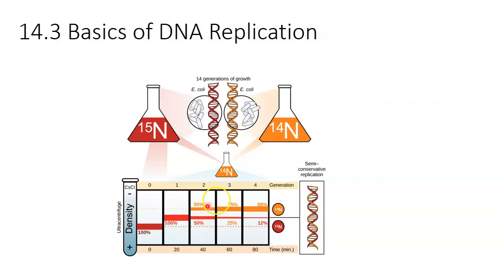And they actually carried this out to the third and fourth and beyond. And what they found is that with each round of replication, there was less DNA here in the center and more DNA up here at the top of that density gradient. And the percentage would increase up here and it would decrease down here. Okay?